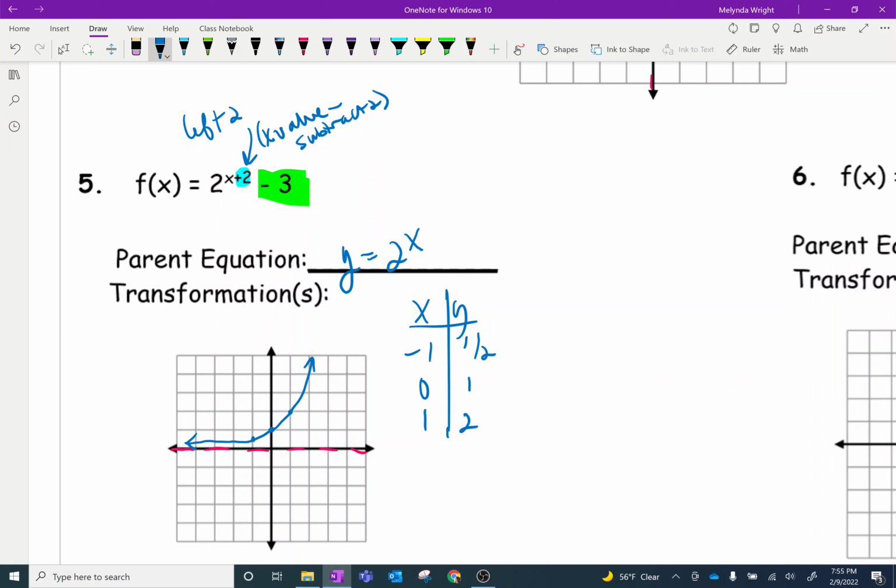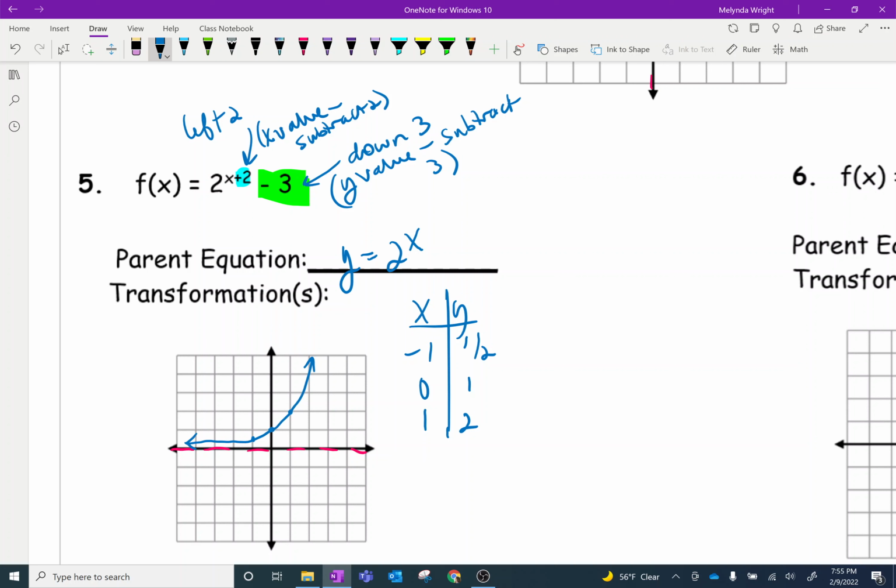Okay, the y value is affected, and what would we do? We're going to subtract 3 from all the y values. Okay, so let's start our transformations. I'm going to take all the x's, and I'm going to subtract 2 from every one of them because this is what this says. We subtract 2 from all of our x's.